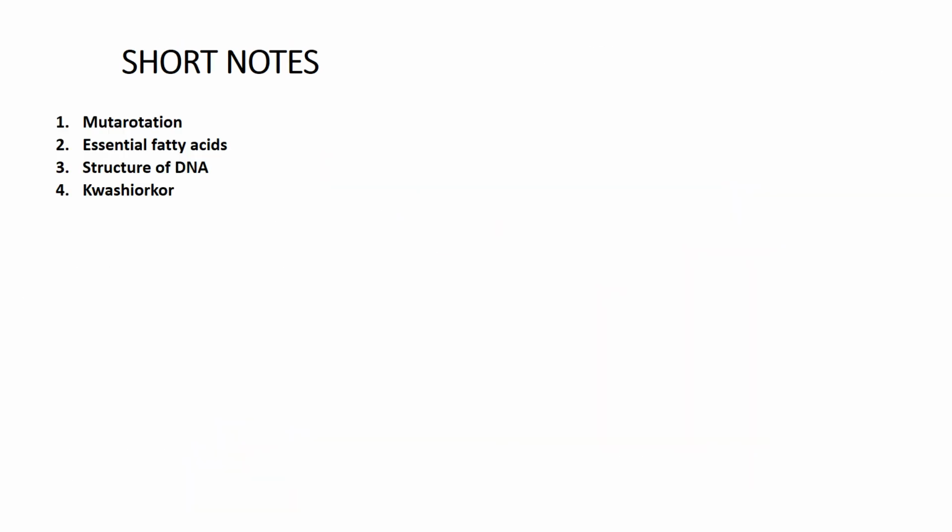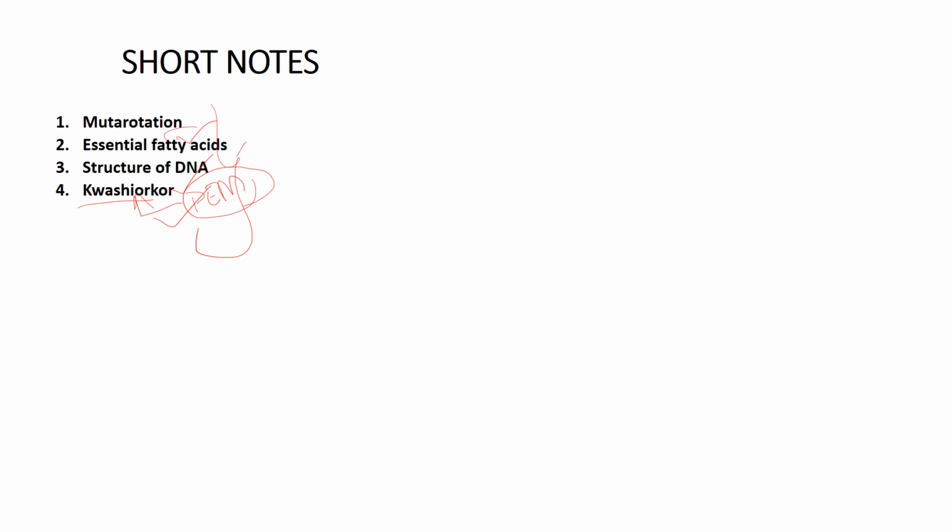And the last set of questions: you have to write what is mutarotation, essential fatty acid, structure of DNA, kwashiorkor. Kwashiorkor is nothing but protein energy malnutrition, which affects children. Mutarotation is when glucose or a carbohydrate is dissolved in a solution and its specific rotation changes between levorotatory and dextrorotatory. All these points should be covered in mutarotation.